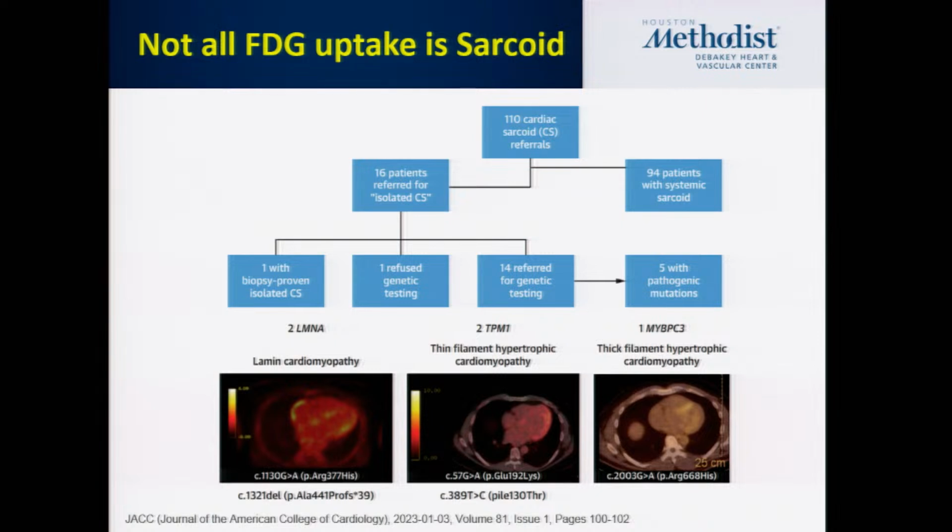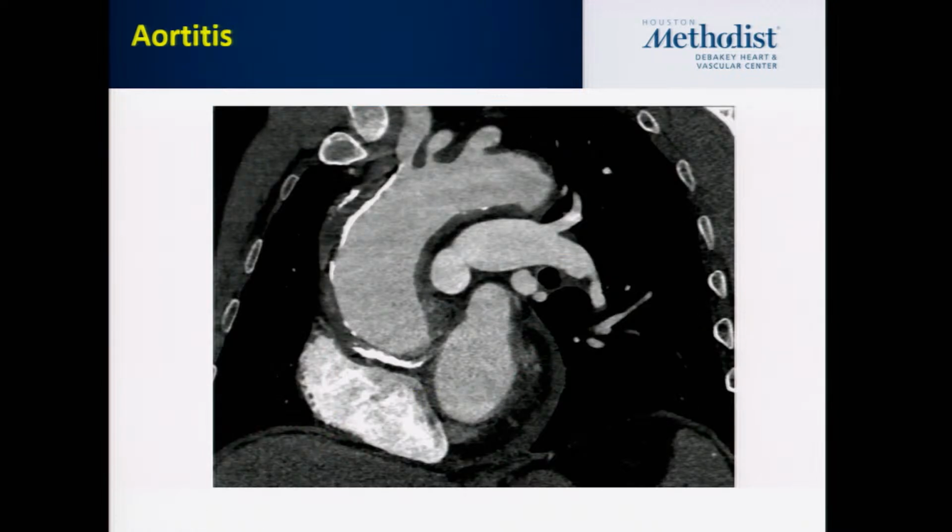We're also now learning that there are some genetic mutations that are associated with some FDG uptake. Some of them are fainter than others, but you can see here some of them are related to hypertrophic cardiomyopathy or laminin cardiomyopathy, and they do light up on FDG. And we have an ongoing protocol here with Dr. Kasi, looking at patients who had FDG PET and trying to do genotyping to understand. So not everything that lights up is sarcoid; it can be many other conditions, including genetic cardiomyopathy.